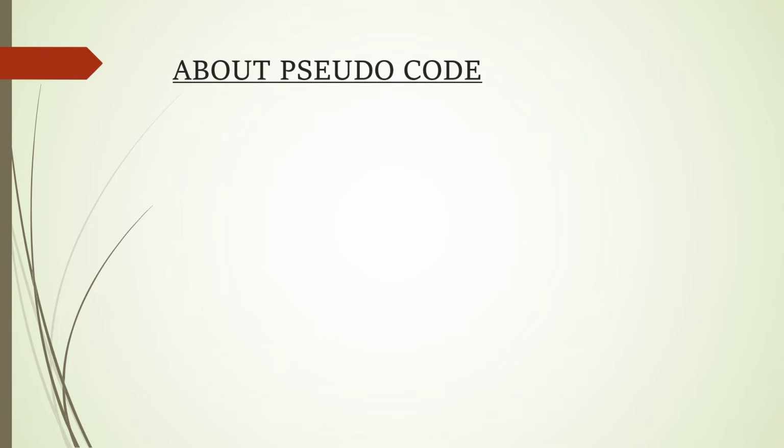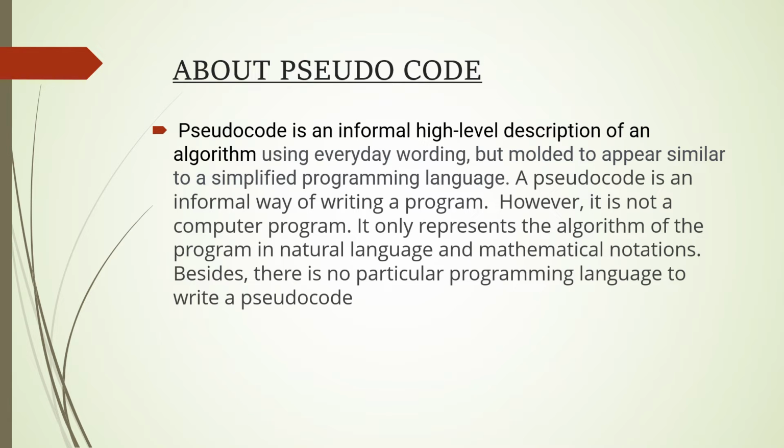Next comes pseudocode, and this is very important. Pseudocode is a very new term for all of you, so we have to understand this. Pseudocode is an informal high-level description of an algorithm. So pseudocode is itself an algorithm, but a high-level one. We will be using some technical skills over here, using everyday wording only, like English, but molded to appear similar to a simplified programming language. So like a programming language is written, we will not go into so much depth, but we will write a simplified programming language with the help of day-to-day wording only.